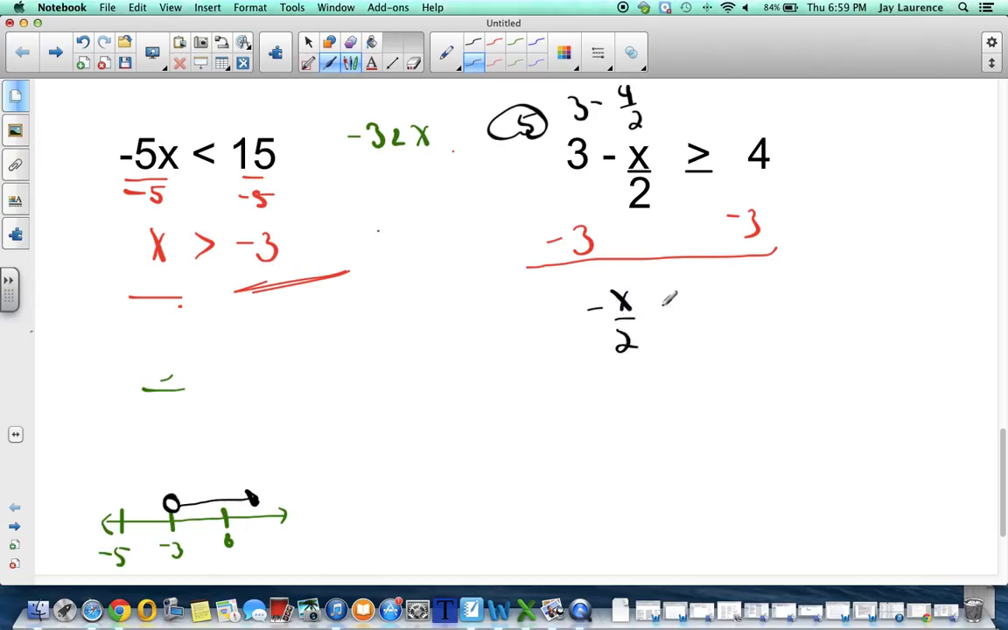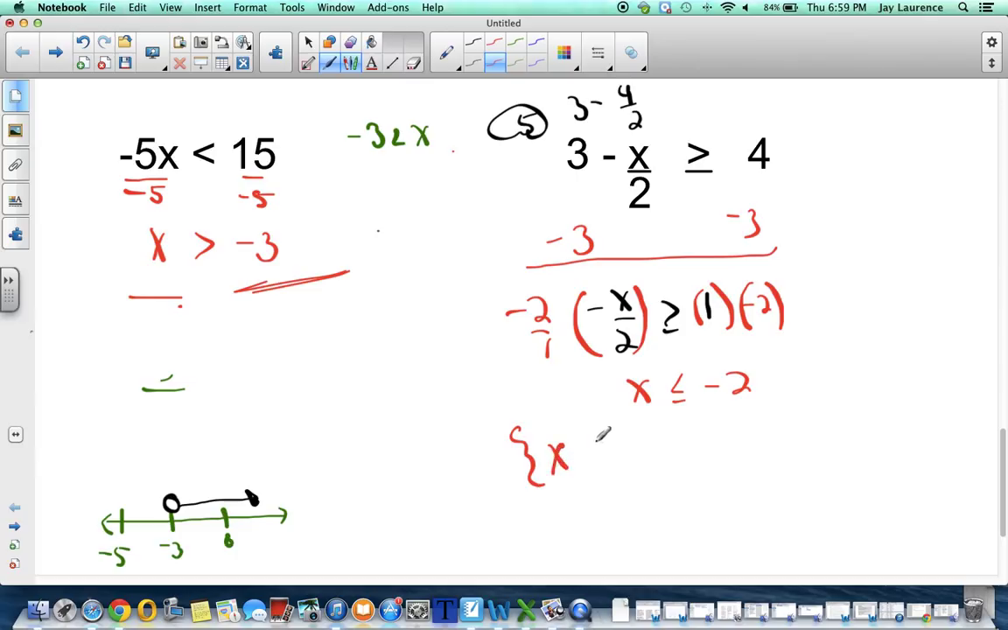X over 2. And then Lainey said I got to multiply by negative 2, right? Okay, so I'm going to multiply by negative 2 over 1. So nothing there is going to change. And so I'll get a negative 2 here. The 2's will cancel, the negatives will cancel, I'll be left with an x. But the greater than or equal to switches to a less than or equal to. All right, so my solution set is x is any real number such that x is less than or equal to 2. And now if I test it, I pick a number less than 2, like for example, 0.